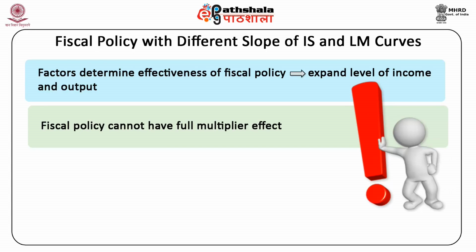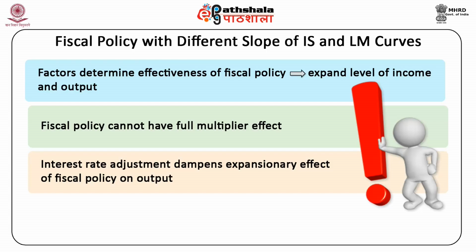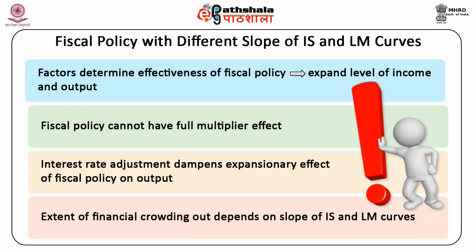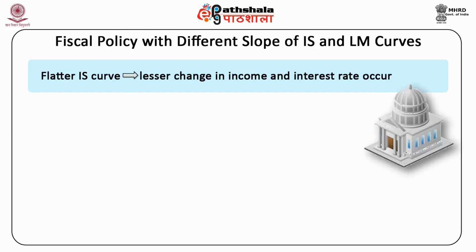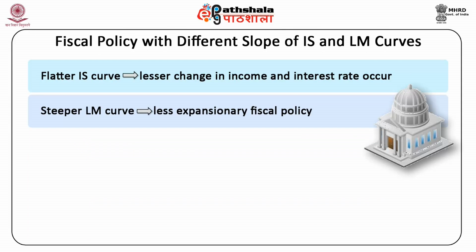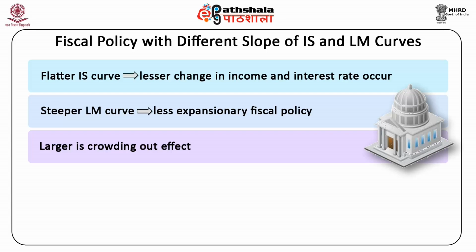The fiscal policy cannot have full multiplier effect on the economy under the ISLM framework as the interest rate adjustment dampens the expansionary effect of the fiscal policy on output. The extent of the financial crowding out depends on the slope of IS and LM curves. The flatter the IS curve, lesser change in income and interest rate will occur. The steeper the LM curve, the less expansionary will fiscal policy be and the larger is the crowding out effect.